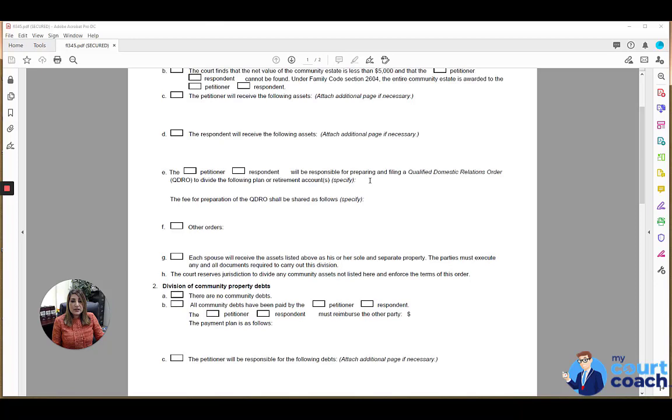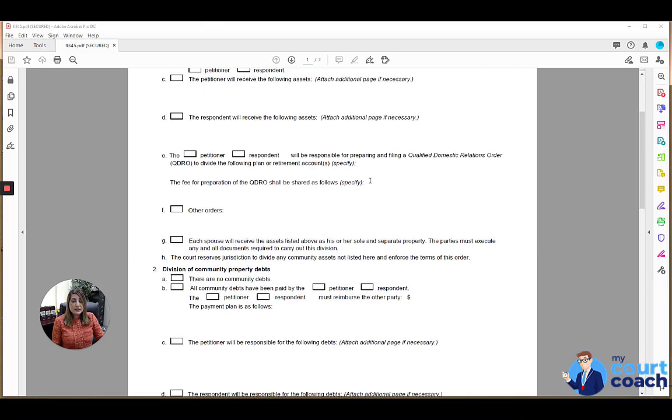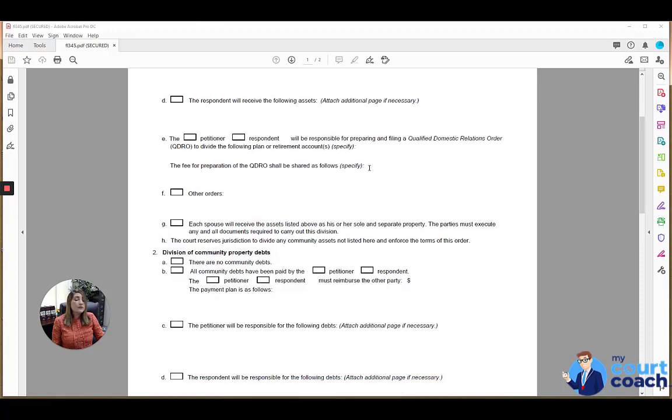If there is a retirement account and the court orders that it is to be divided using a qualified domestic relations order, then you would mark box 1E and identify the party who's responsible for preparing that qualified domestic relations order. It can be one or both of you, and identify which accounts are subject to that order. And then there's always a fee for preparation of what's called a QDRO, and so you would list how that fee is to be shared.